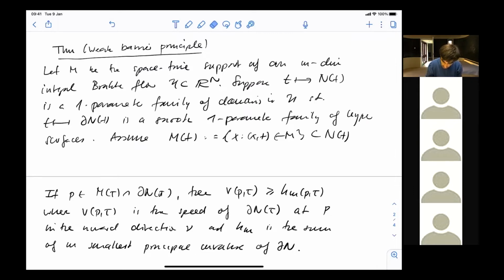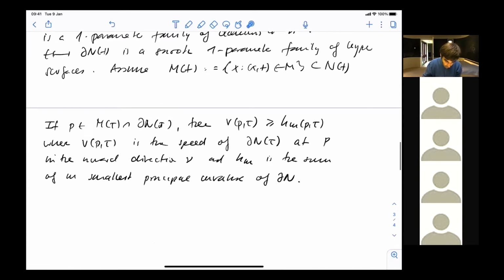Okay, so what does this mean? This whole thing cannot happen if our normal speed is slower than the sum of the smallest m principal curvatures at the boundary point. For example, in codimension 1, this would be the mean curvature. If our speed is smaller than the mean curvature, then there can't be a touching point. It can never touch the boundary.